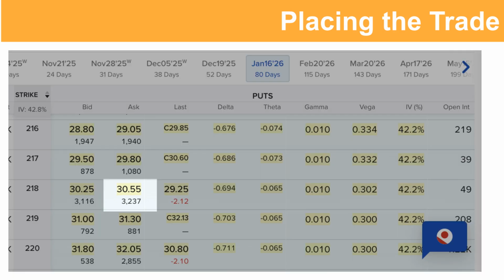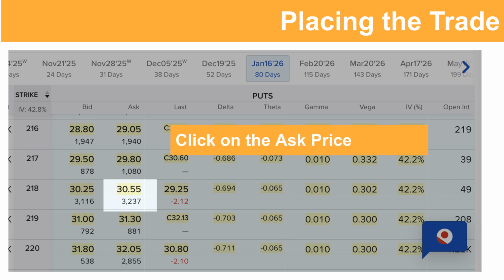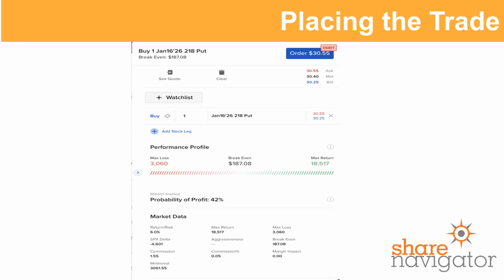So in order to get the order started, all we've got to do is click on the ask price, where you can see it there. We've highlighted it. It's 30.55. Now we're going to haggle with the market, and we're going to show you how to do that in the following slides. And this is an example of what the order window will look like. So let us talk you through each section in this order window.